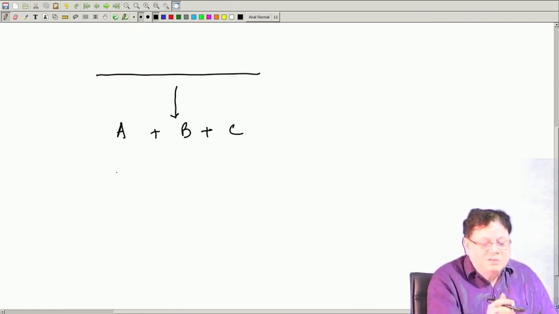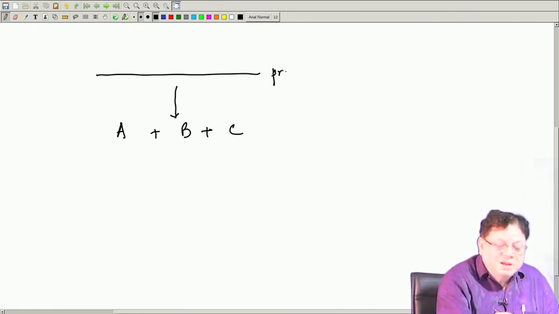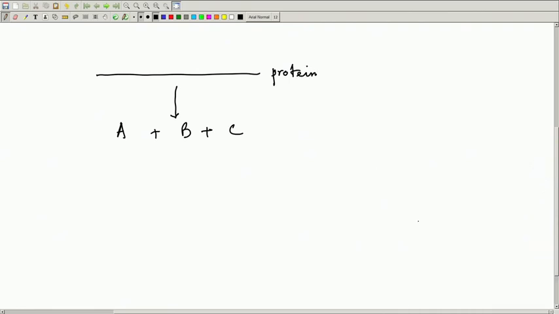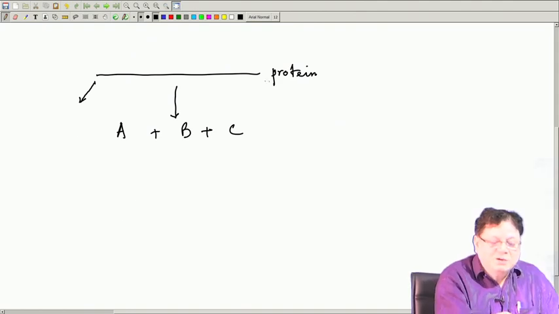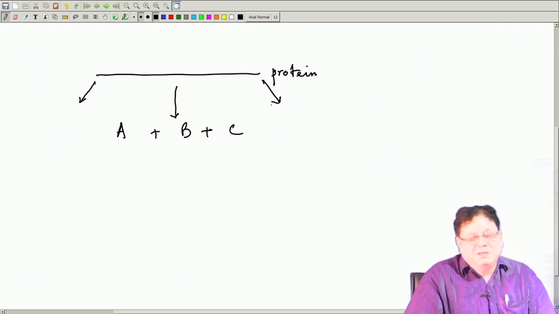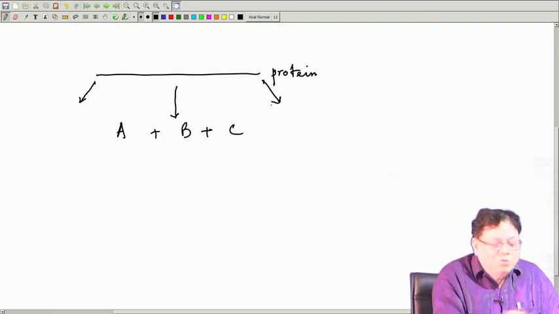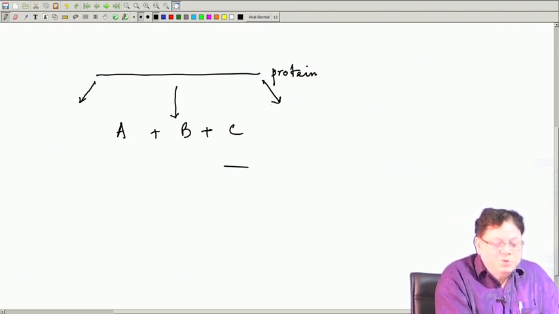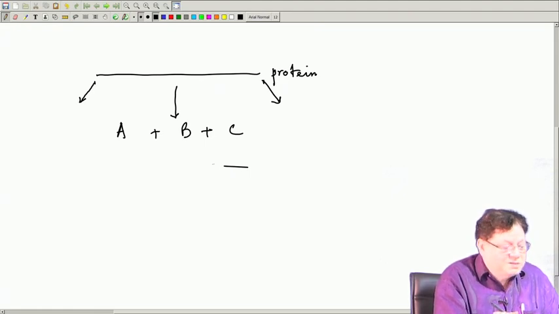Then the next question is the arrangement: after you cut the protein into 3 pieces, do you really know which piece comes first, followed by which one, and which is the third? So what you need to do is determine the N terminus by Sanger's method and the C terminus by the carboxypeptidase method. If you do that, then you know which one is actually in between A and C.